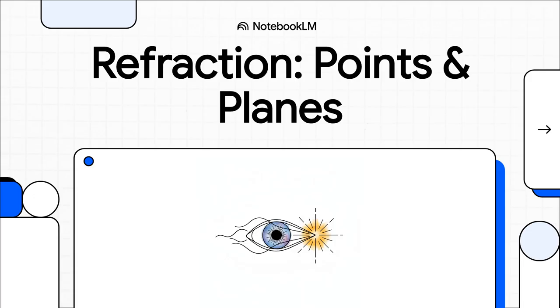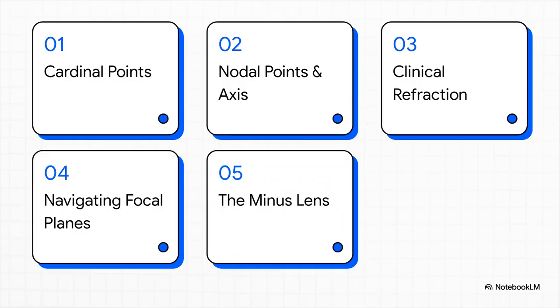This explainer is essentially your clinical optics masterclass. We're going to lock this down together. Here's our quick roadmap for today. We're starting with mastering the cardinal points, then nodal points and lens axis, clinical refraction and the eye, navigating the focal planes, and finally, the minus lens board trap.